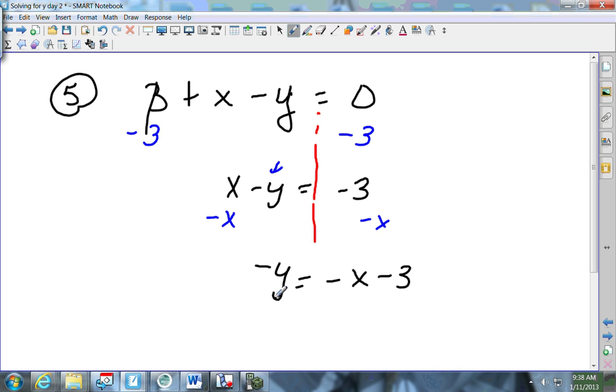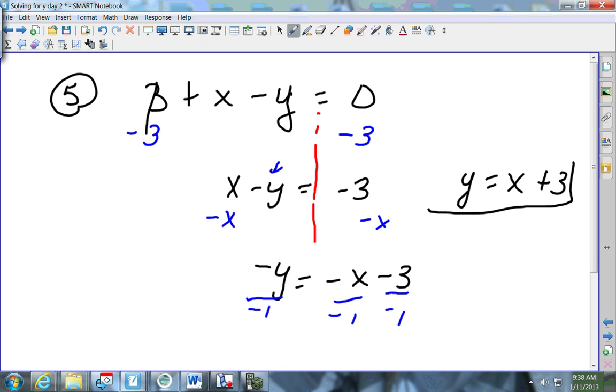Now, I'm going to divide by negative 1. And a negative divided by negative is a positive. I've got y equals negative divided by negative is a positive, x plus 3. That's my equation. My slope is the number in front of x. What number is in front of x? It is a 1. If there's not one written there, that's a 1. My y-intercept, 0, 3.